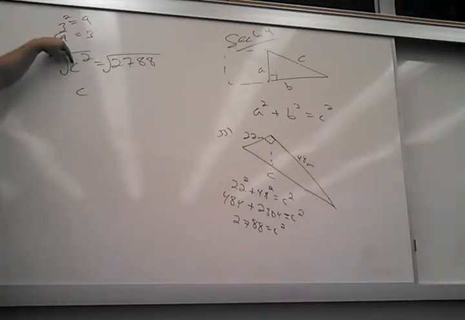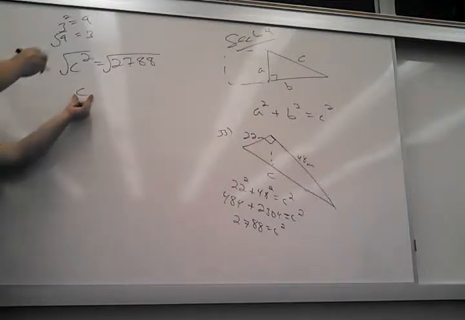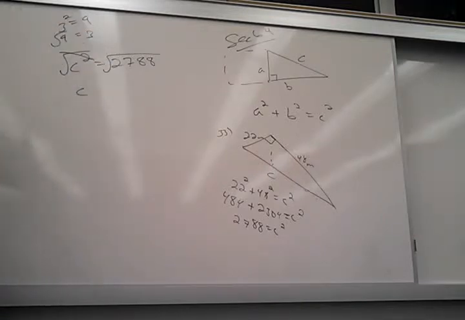What two things multiply to be c squared? Well, c times c. So it's c. Even better, the square root and the square just cancel. Now the other side is what you've got to plug in the calculator. What's the square root of 2788?